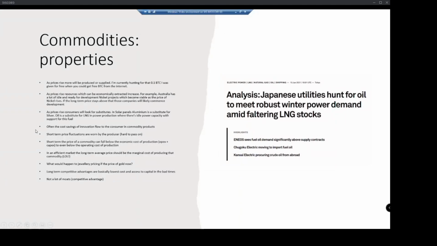The other interesting property of commodities is that cost savings from innovation flow to the consumer of the commodity products rather than to the supplier of those commodity products. And I'll show you why that happens in a minute as well. Short-term price fluctuations are borne by the producer. They're hard to pass on, which sort of flows on from the point above.